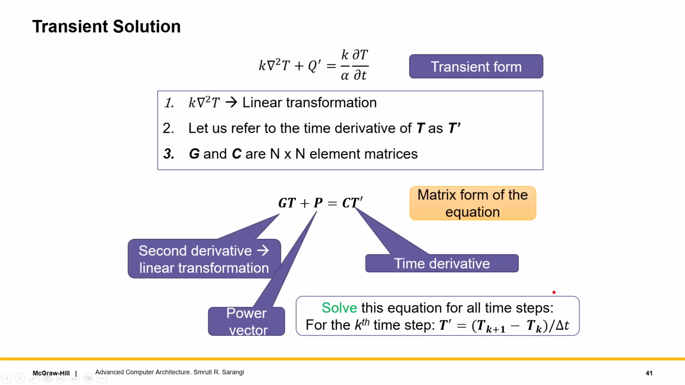So let us now look at the transient form of this equation. The Fourier equation in its transient form looks something like this, which we have seen.